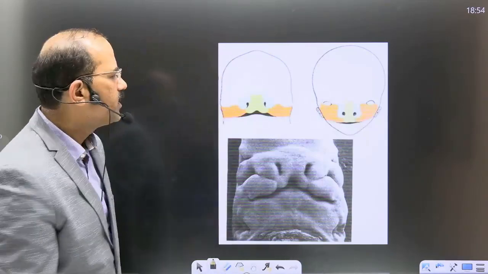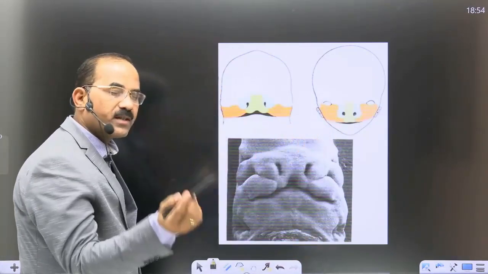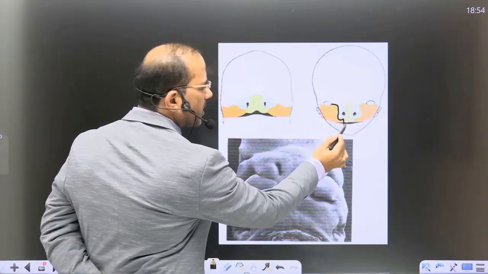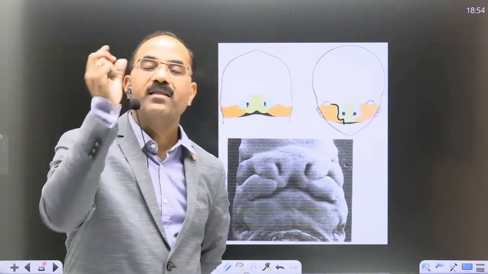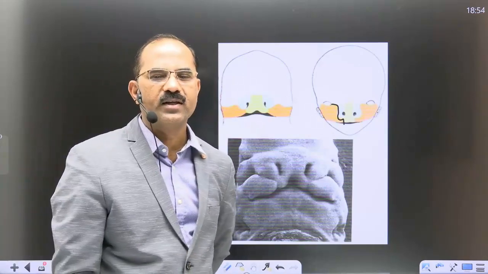And finally, suppose the maxillary process doesn't fuse with the lateral nasal process, we get a cleft extending from the eye to the upper lip. That's how the cleft is going to be, from the eye to the upper lip, and this is what we call an oblique facial cleft. Are you following this?